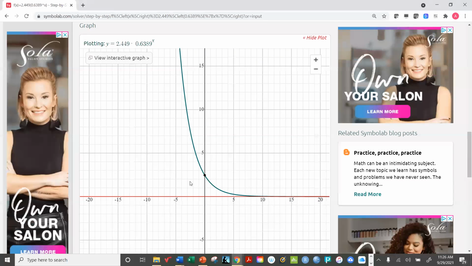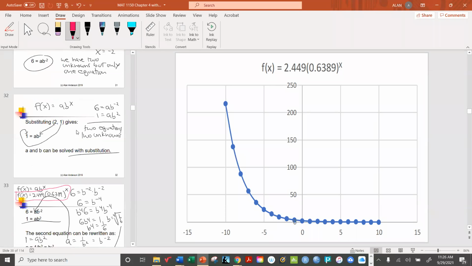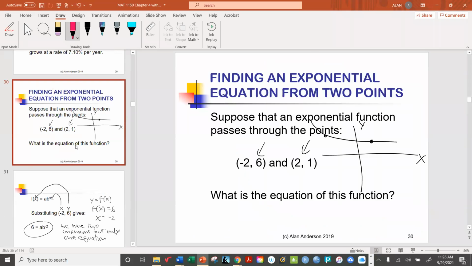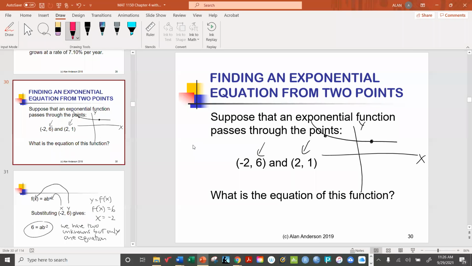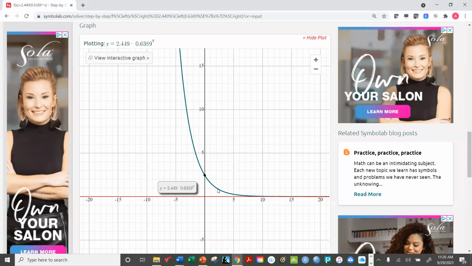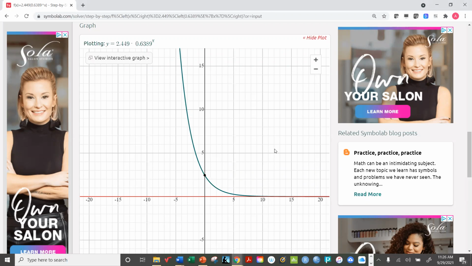So we were told initially that it contains the points 2, -6, -2, 6, which would be right about here, and 2, 1, which is right about here. So there they are. And so this is the result. This is the function from which we plucked 2 points. And so that's the final result.